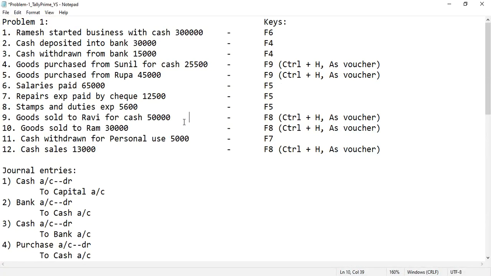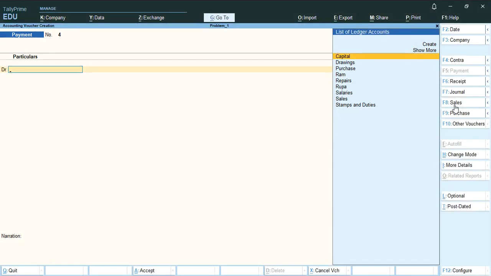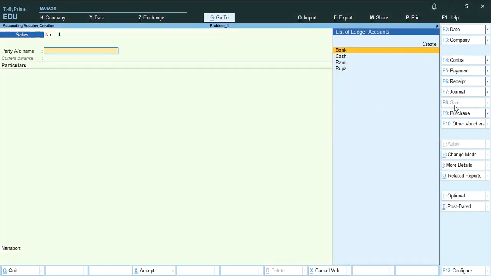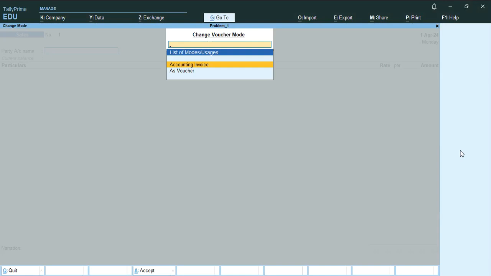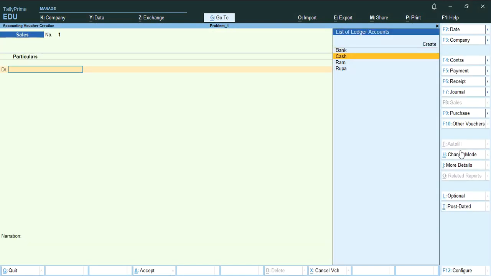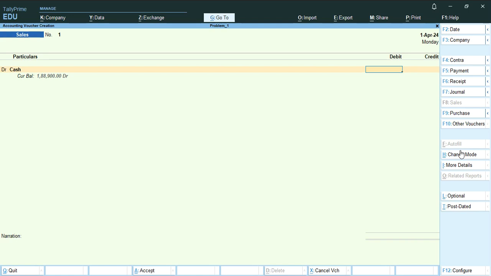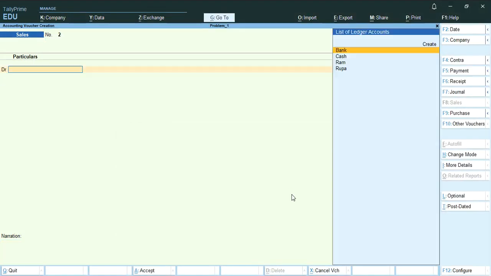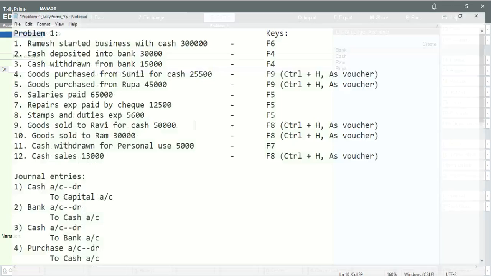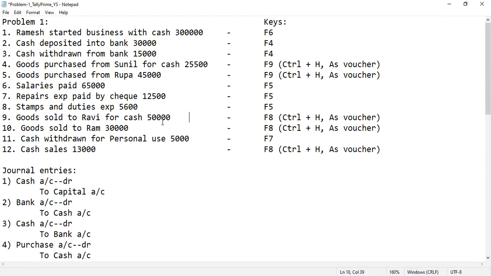Goods sold for cash. Nothing but sales. As usual, you need to press F8 for sales. Then you need to change the mode to voucher. Cash. When you make a sale, you will see the cash account. So how much is the sales? 50,000. Sales. Next, goods sold for cash, okay, we have done that one.